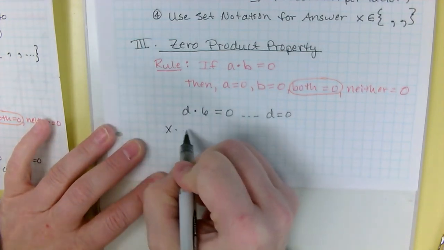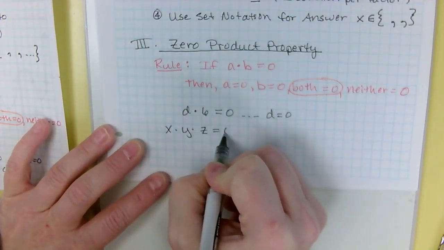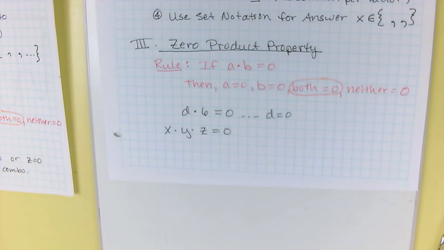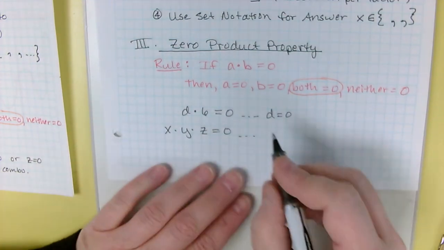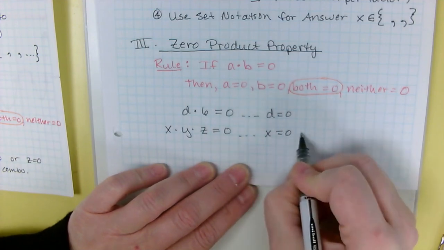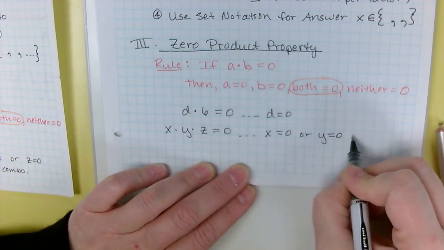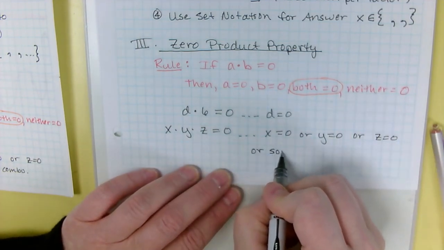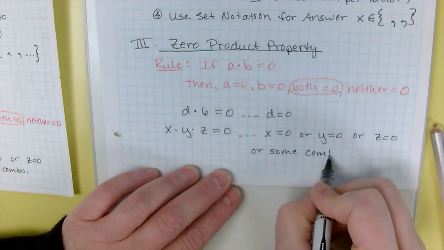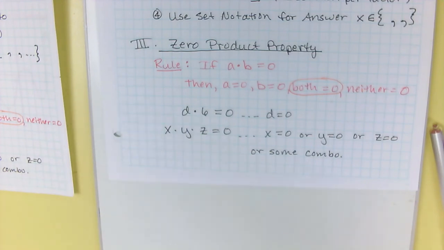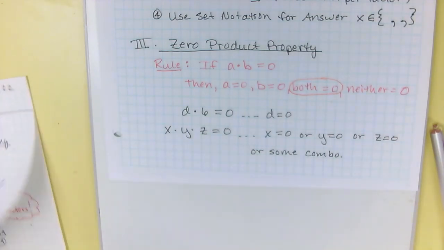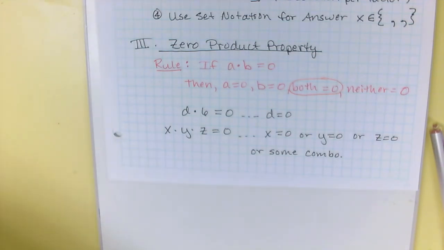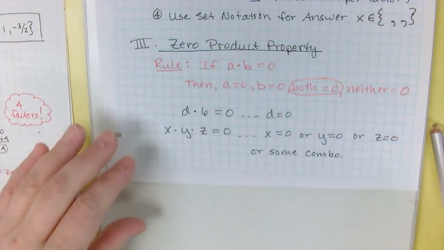If you've got x times y times z equals 0, if you have 3 things that multiplied to equal 0, at least one of them had to be 0. So we say x equals 0, or y equals 0, or z equals 0, or some combination of those, because that's the only way you can get a 0 when you multiply. It's got to have a 0 in it. And that's why zero product property is very logical. It makes good sense.